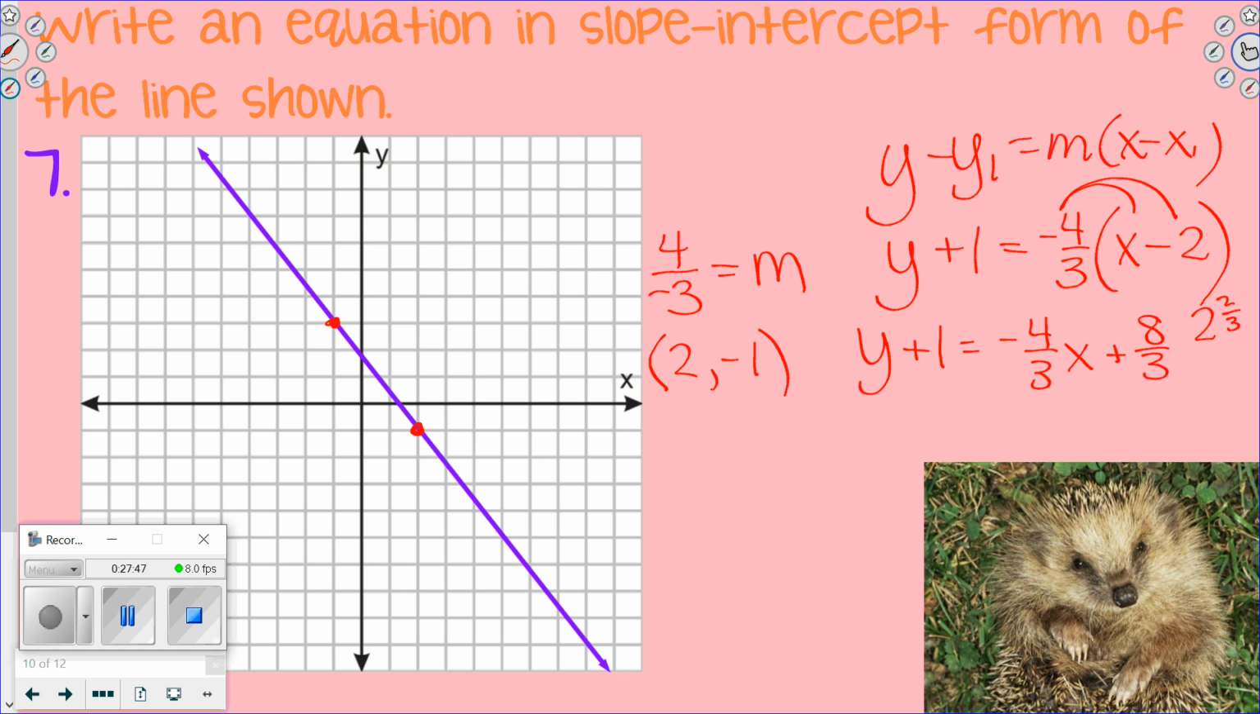All right, but once you go ahead and distribute, we just need to get y by itself, so we subtract 1. So y equals negative 4/3 x plus 8/3 minus 1, or 2 2/3 minus 1, is a positive 1 2/3. Or it'd be 5/3 if it switched it still for you. And guys, honestly, at this point, I don't care. If you leave it as 5/3, if you leave it 1 2/3, it does not matter to me. They all mean the same thing. Okay?